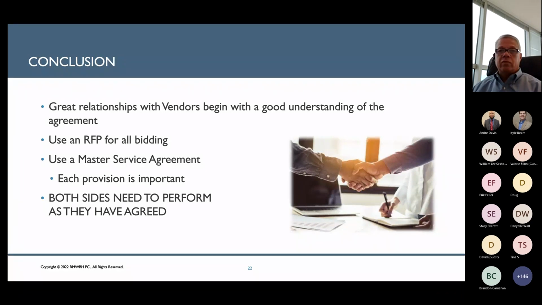All right, let me move this over where it's in front of me. Well, actually, let's not do that.